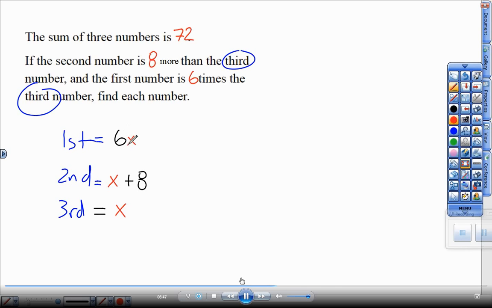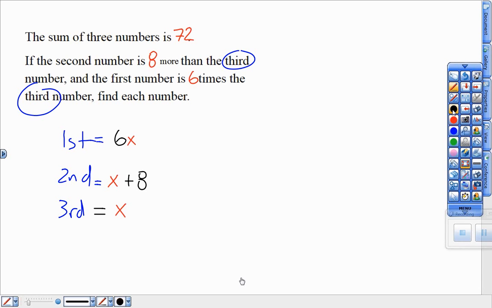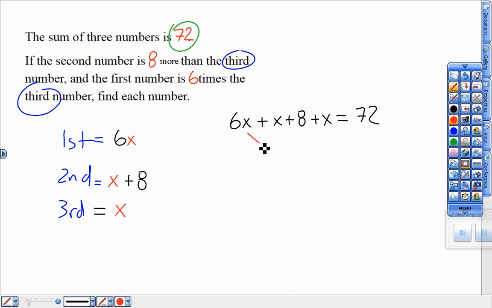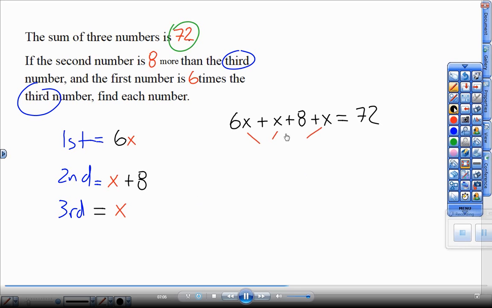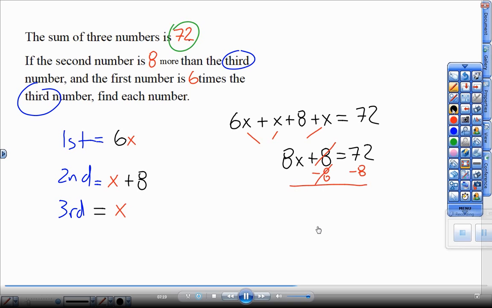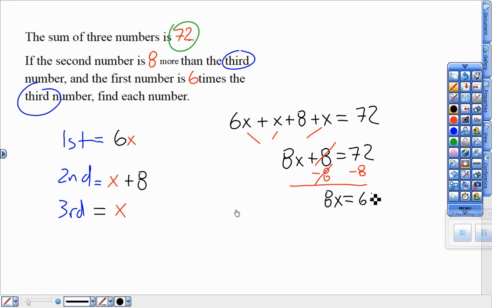And if I add these three up, I'm going to know that they add up. The sum of these, adding these three up, equals 72. So there's the first number, second number, and then there's the third number, equal to 72. So I'm going to combine my like terms here. 6, 7, 8. Give me 8 of those x's plus 8 equals 72. I'm going to subtract 8 on both sides. Bring the 8x down. 72 minus 8 is 64. Divide by 8.